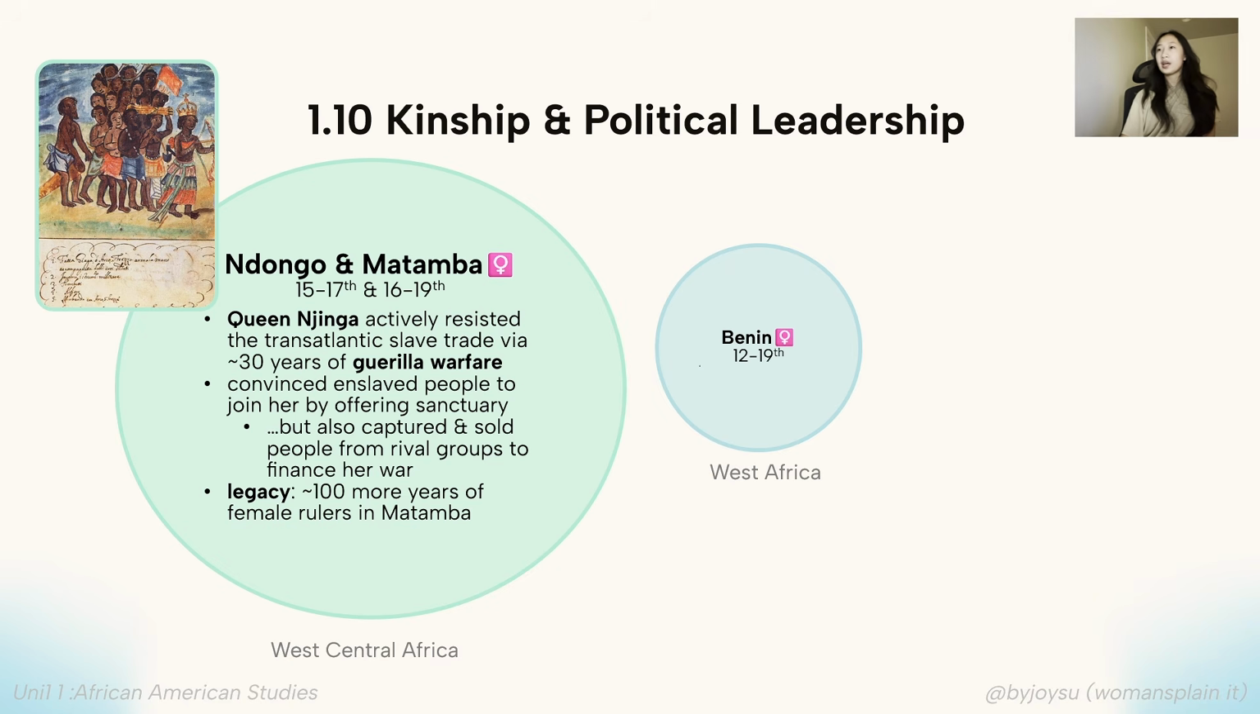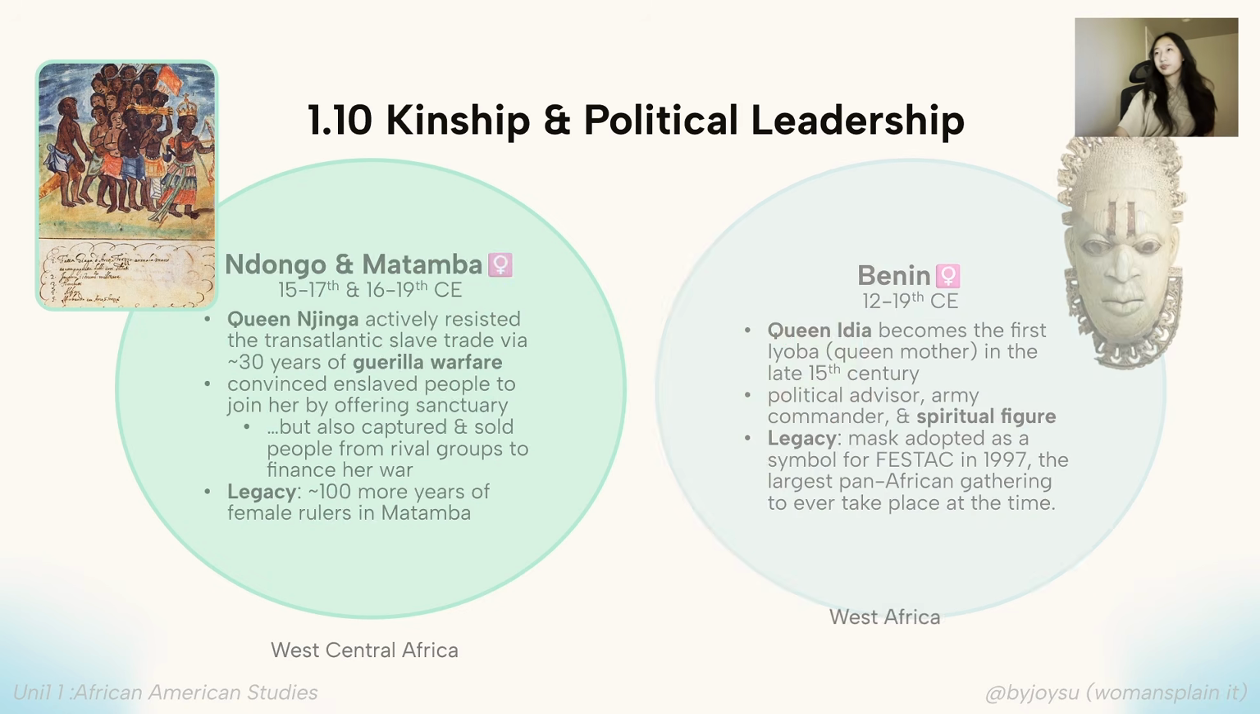Queen Nzinga led multiple armies. She was a commander over the course of her life, and she was able to convince Portuguese enslaved people to join her by offering them sanctuary. But her legacy is a little more complicated. Nzinga had to capture and sell enslaved people from rival groups to finance her war, and she often used other enslaved people as bargaining chips when making agreements with Portugal and other nations. But her legacy here, what College Board wants you to know, is that the strength of her rule led to nearly 100 more years of female rulers in Matamba.